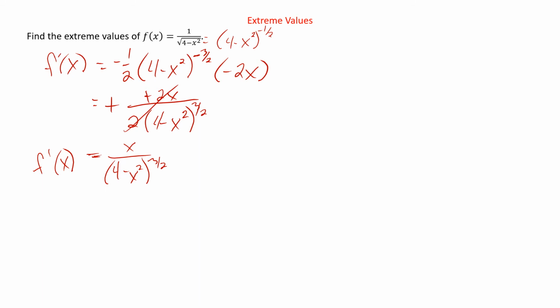Well, a fraction equals 0 when the numerator equals 0. So the numerator equals 0 at 0. So x equals 0 is a critical value.